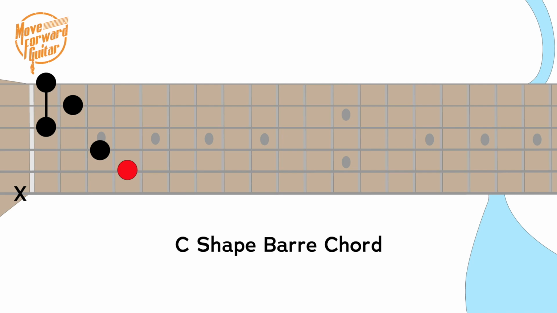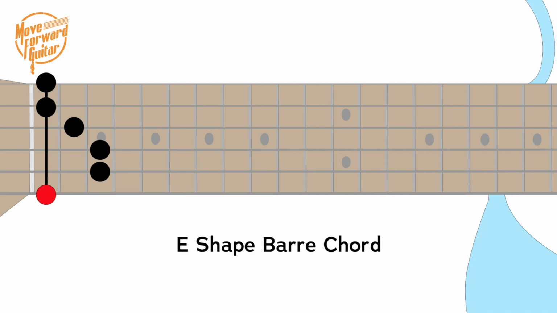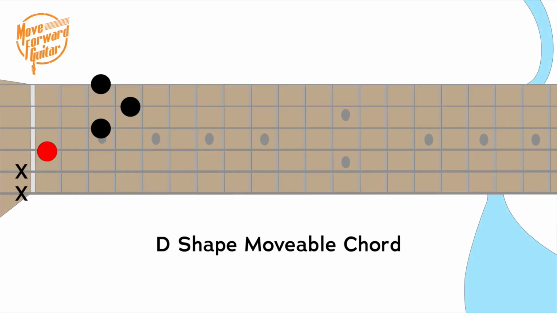So the C-shaped bar chord, that note that's on the fifth string, which is the lowest note, is the root note. The A-shaped bar chord, the lowest note that's on the fifth string is the root note. The G-shaped bar chord, the lowest note that's on the sixth string is the root note. The E-shaped bar chord, the lowest note that's on the sixth string is the root note. And the D-shaped movable chord, the lowest note that's on the fourth string is the root note. So as long as you know what the note is, wherever you are up and down the fretboard, you know the name of the chord.